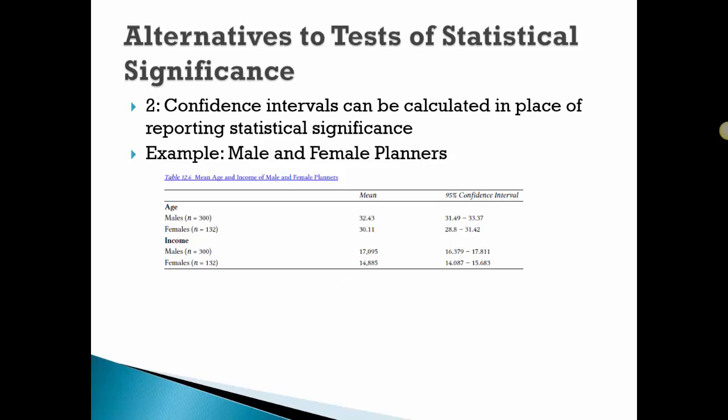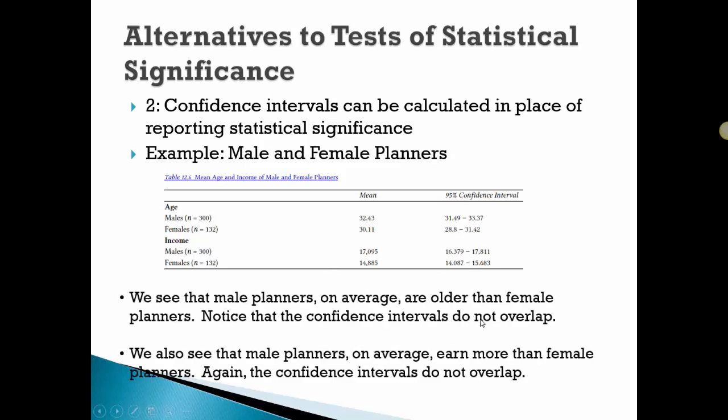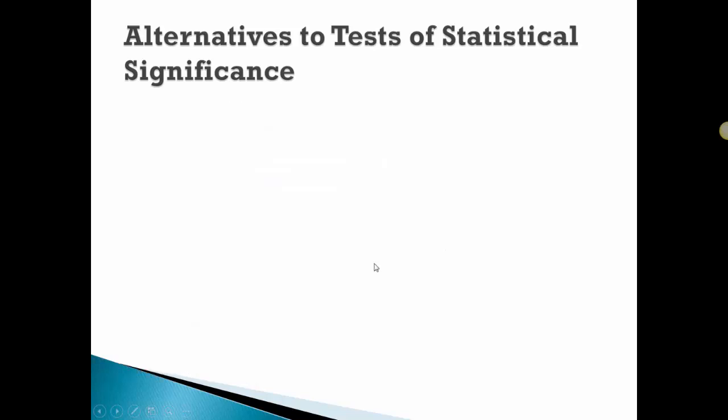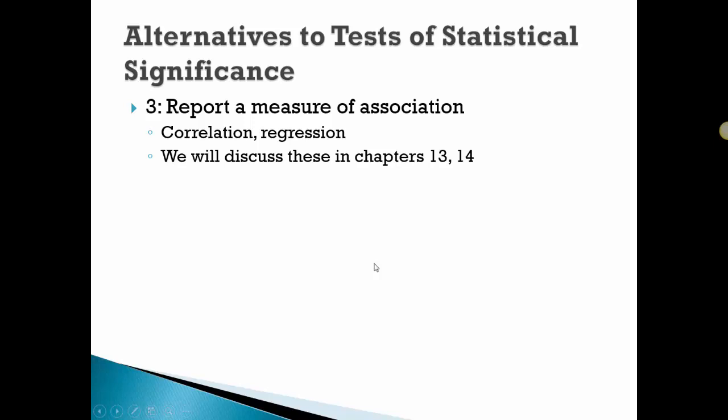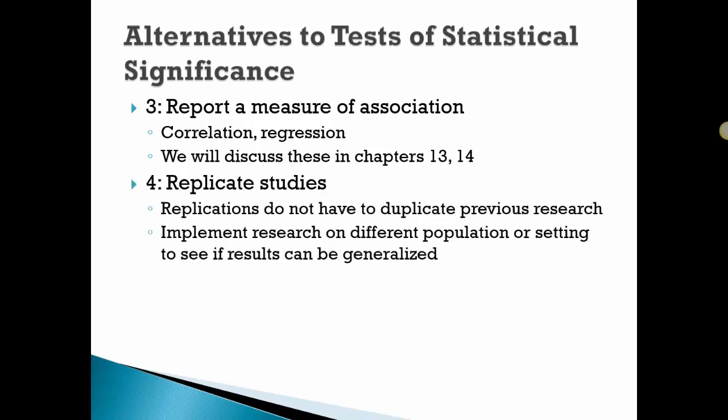And also look at the salary income levels. Oh, this was age, I'm sorry, this is age and this is salaries here. We see the male planners on average are older than the females. And we see that male planners on average earn more than the females. Again, the confidence intervals don't overlap. Now, it would be interesting to do a regression model where we adjust for age or years of experience. So perhaps the females are making less because they haven't been working as long. And then report a degree of association. We'll discuss these in chapters 13 and 14 for correlation and regression.